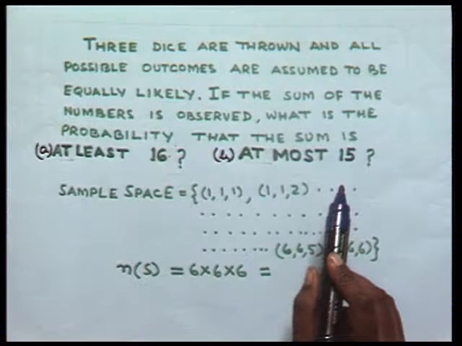Let us consider one more example. 3 dice are thrown and all possible outcomes are assumed to be equally likely. If the sum of the numbers is observed, what is the probability that the sum is at least 16? Second part is the sum is at most 15.